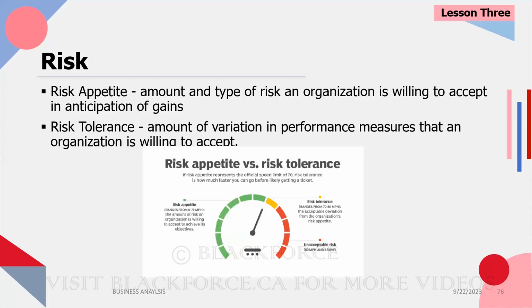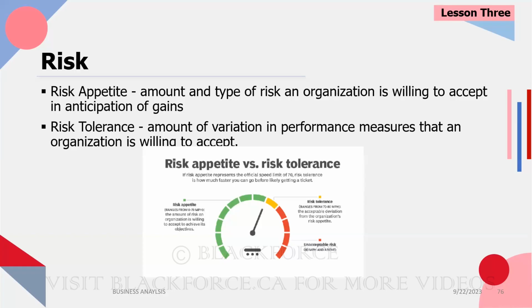Okay. Then risk. We've talked about risk, right? Every company has what we call a risk appetite and a risk tolerance. The risk appetite is the amount and type of risk an organization is willing to accept for gains. And I'll give you examples shortly. Whereas the risk tolerance is the amount of variation in performance that the organization is willing to accept.